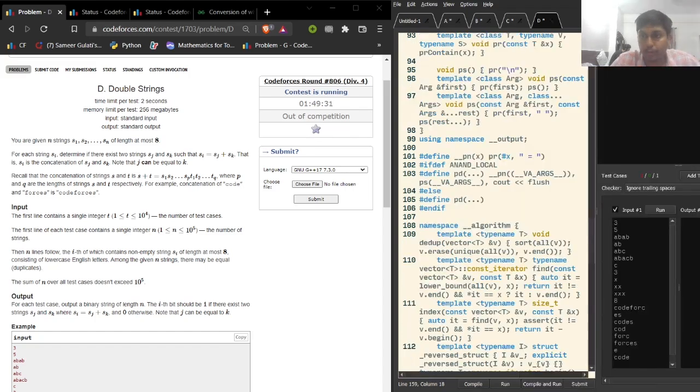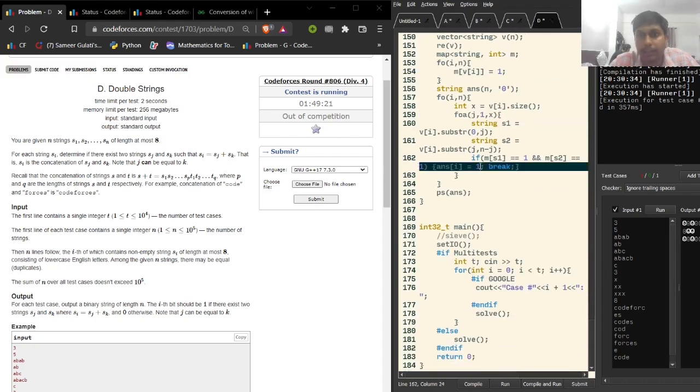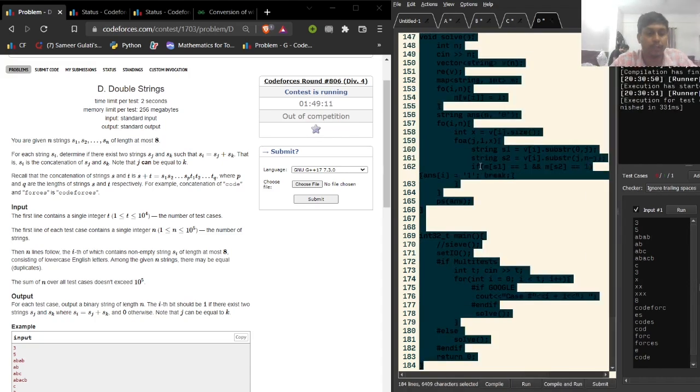Oh, I shouldn't zoom it, right? Otherwise it gets problematic. Very cool. Yes, this should be correct. Let's try to submit it.